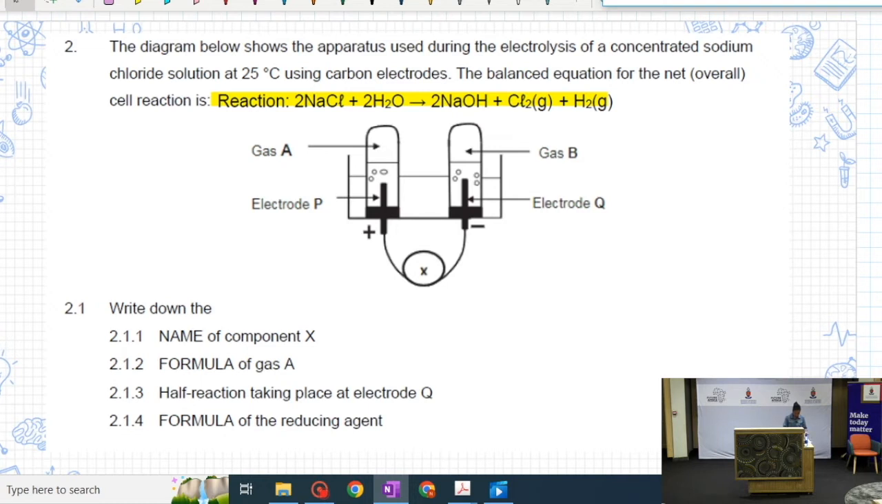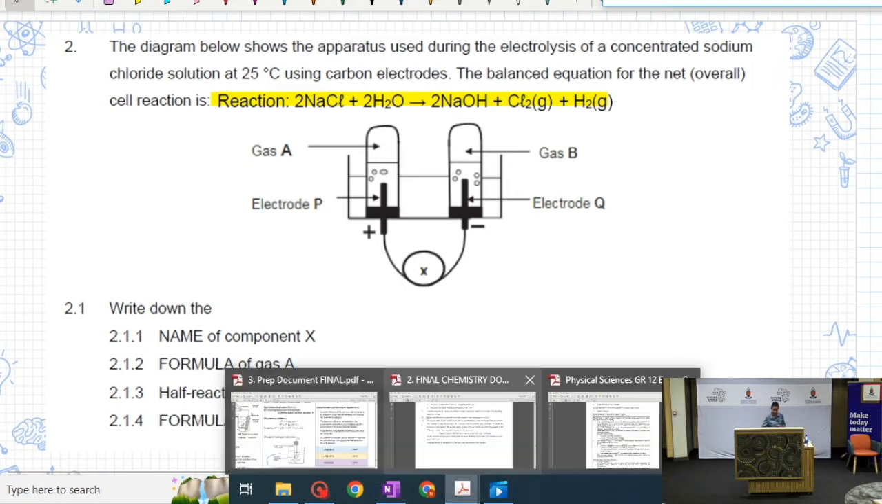Electrochemistry, if I'm not mistaken, is towards the end. So if you go to page 13, you're going to see question number 2. The reason I'd like you guys to try this question is because there's a question on acids and bases that links electrochemistry to acids and bases. So if you can try it and at least get question 2.2, it will be really great.